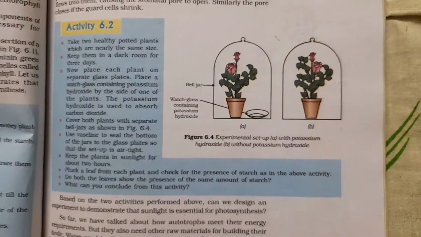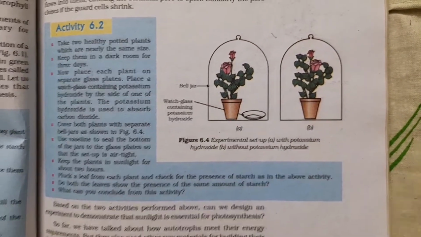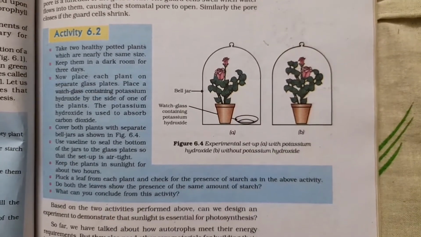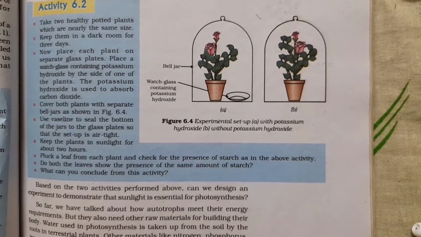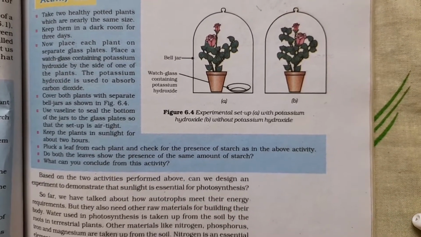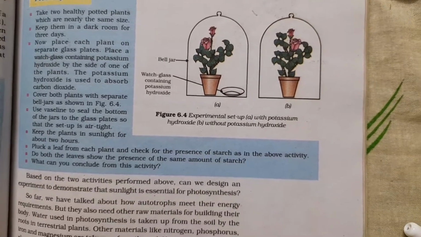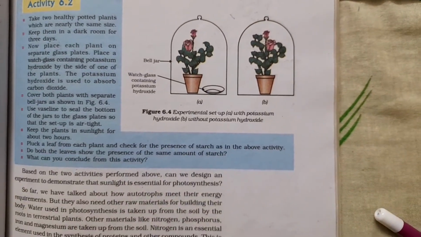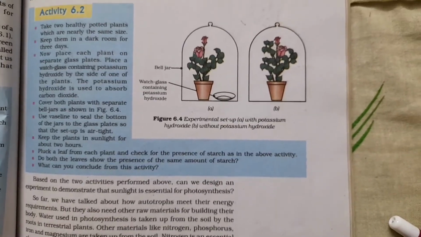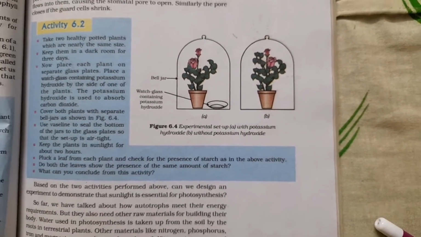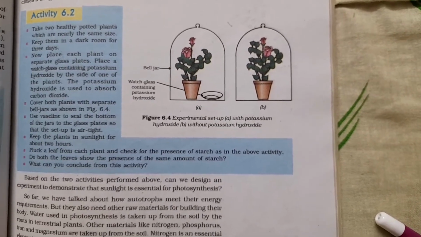This is another activity. You have to take 2 potted plants and keep them in a dark room for 3 days. Now place them on separate glass plates. Place a watch glass containing potassium hydroxide by the side of one of the plants. It absorbs carbon dioxide. Cover each with a bell jar and use Vaseline to seal them. Keep it in the sunlight for about 2 hours. Pluck a leaf from each plant and check for the presence of starch.